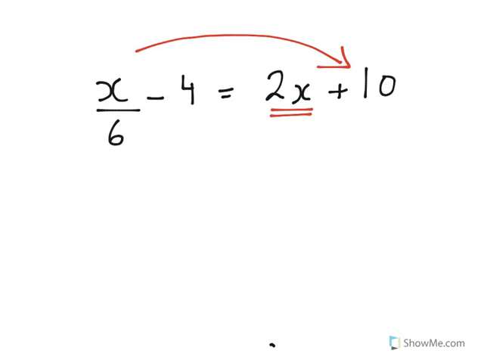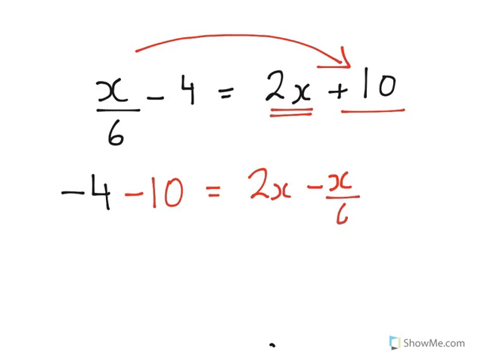So what I would get then is minus 4. I will move the plus 10 to the other side of the equation, giving me minus 10 here, equals 2x. When I move the x over 6 to the other side of the equation, I get minus x over 6. So what I get then is minus 14 equals 2x minus a sixth.